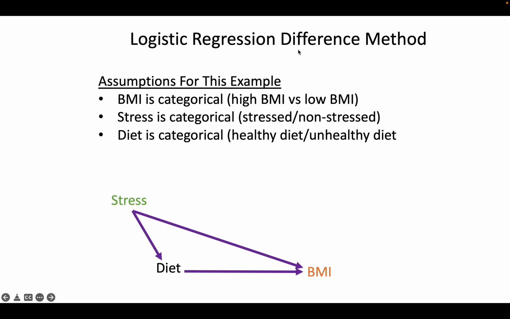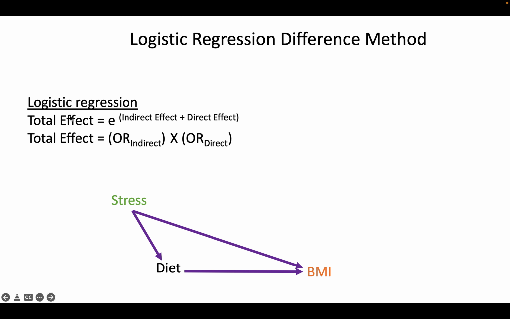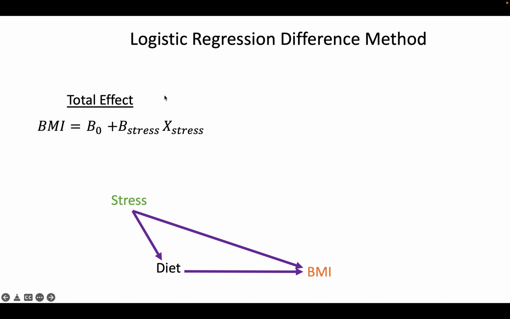Now, still on the difference method, but now just to show a logistic example, stress and diet are still categorical, but now BMI is also categorical, so high versus low. We go through the same basic steps. We start by finding the total effect. Total effect, so our model looks the same.